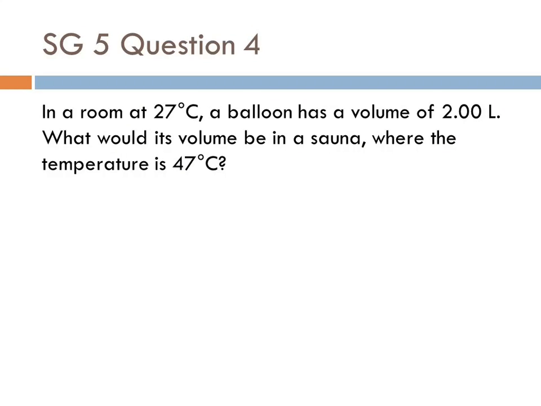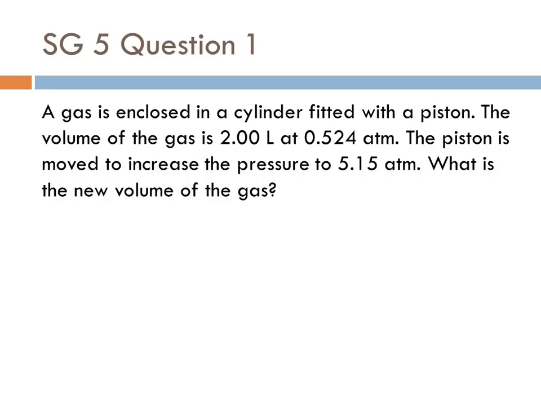Oh, let's start with question 1 instead of question 4. That'd be good. So these are gas law problems. A gas is enclosed in a cylinder fitted with a piston. The volume of the gas is 2 liters at 0.524 atmospheres. The piston is moved to increase the pressure to 5.15 atmospheres. What is the new volume?